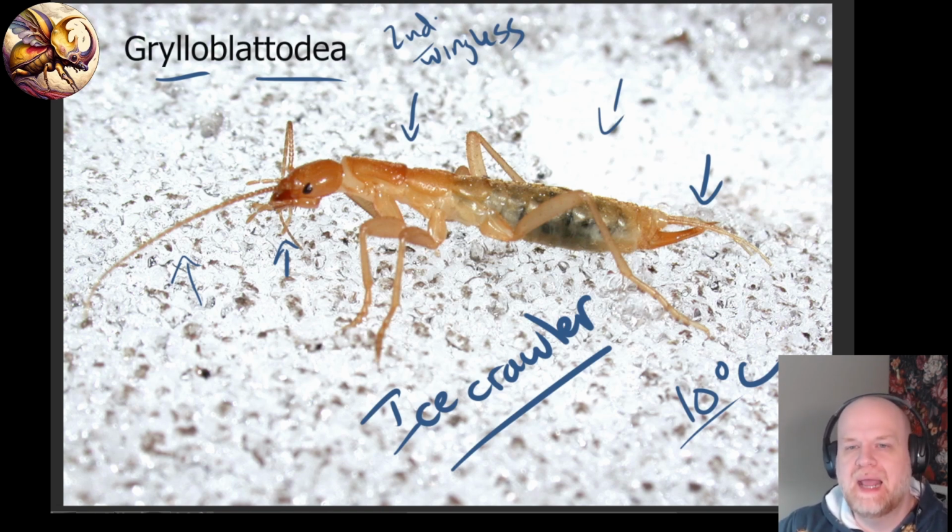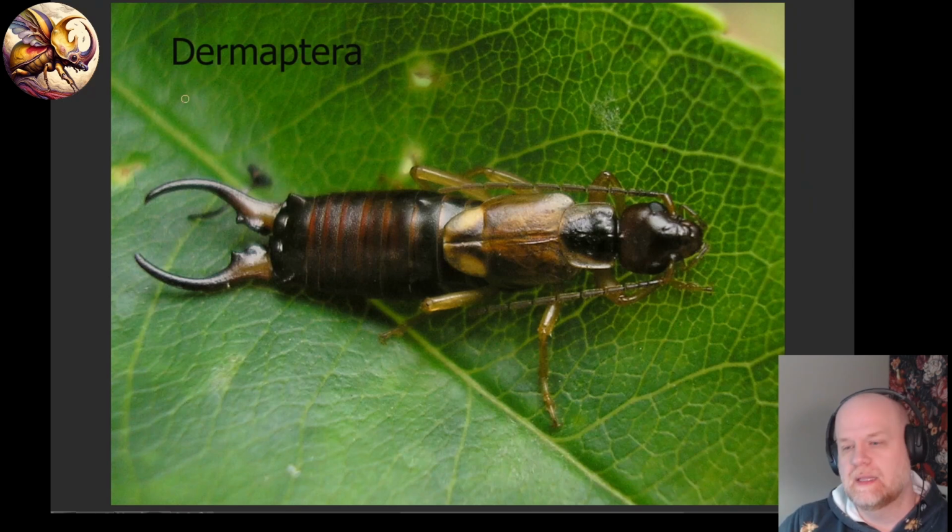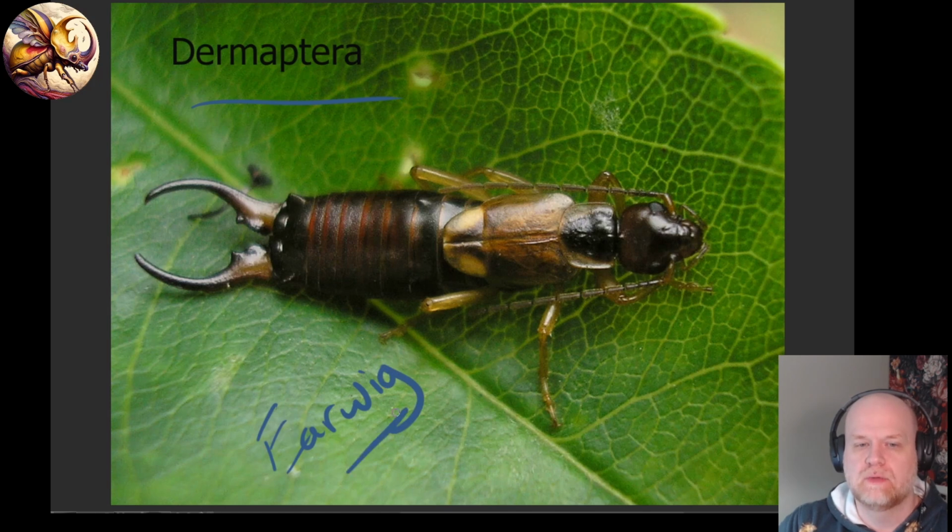But you might be thinking, but I have seen something that looks like this. If you think you saw something like this in your home or your basement or your back garden or whatever, you have likely seen this. This is a Dermaptera. This is an earwig, and they are everywhere. They're fairly closely related to the ice crawlers.